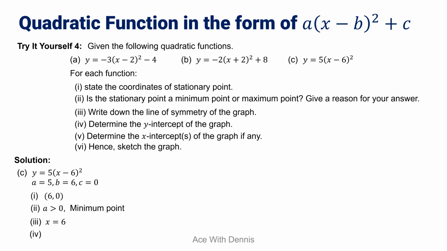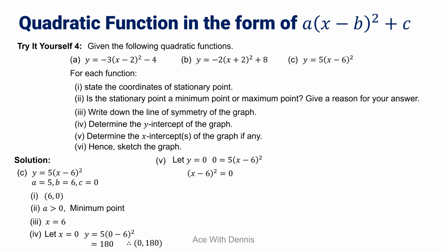Number 4, to determine the y-intercept, we let x equal to 0. Hence, the equation becomes y equals 5(0 - 6)². Hence, it is 180, which means the coordinates of the y-intercept is (0, 180). Number 5. To determine the x-intercept, we let y equal to 0. Hence, the equation becomes 0 equals 5(x - 6)², or (x - 6)² equals 0, or x - 6 equals 0, which means x equals 6. Hence, the coordinates of the x-intercept is (6, 0).